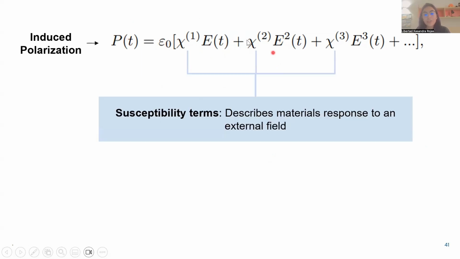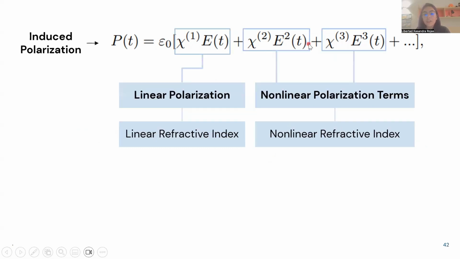Now, we actually have these other terms that I just mentioned. These are the Greek letter chi, or we're just going to call them the susceptibility terms. Now, all they do is describe the material's response to an external electric field. Okay, so the higher they are, the higher effect you're going to have based on your electric field. So the higher nonlinearities in the case of these terms, which are the nonlinear polarization terms. Now, as I previously mentioned, if we were to ignore these higher order terms, which are the nonlinear polarization terms, we would have our normal linear induced polarization.